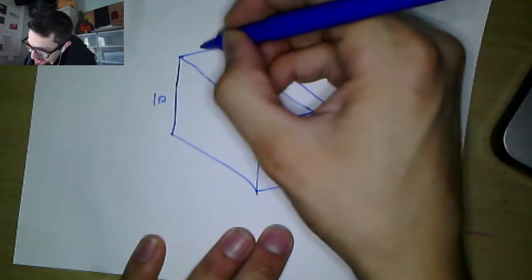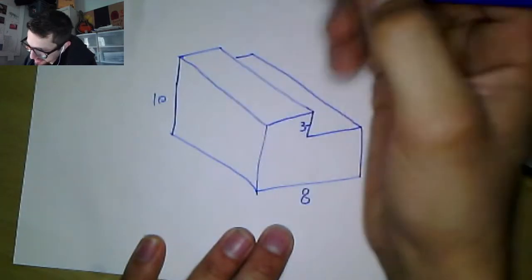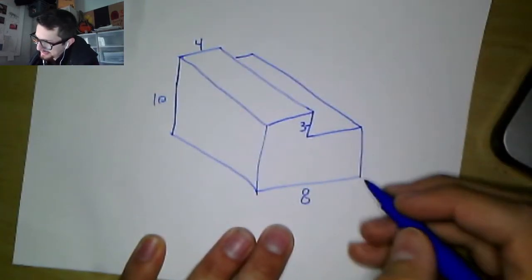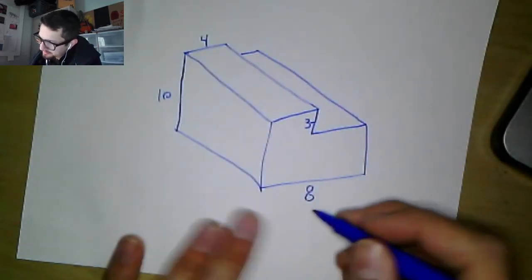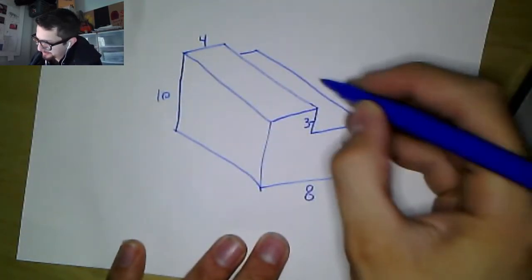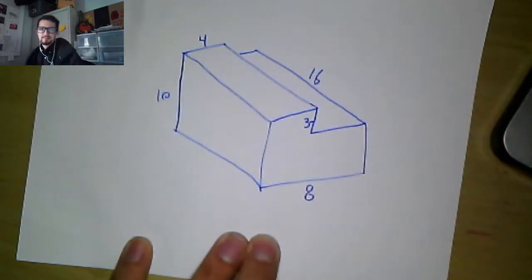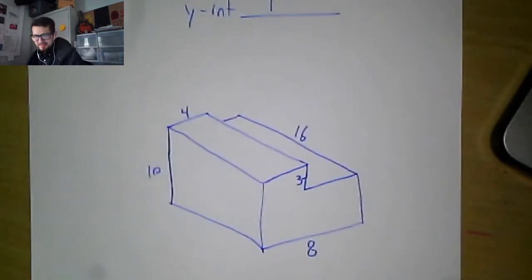And let's say that this little chunk right here is 4 wide. And what have I not given you yet? The depth. The whole thing is going to be 16. All right. So given a problem like this, you really need to split it into 2 pieces.